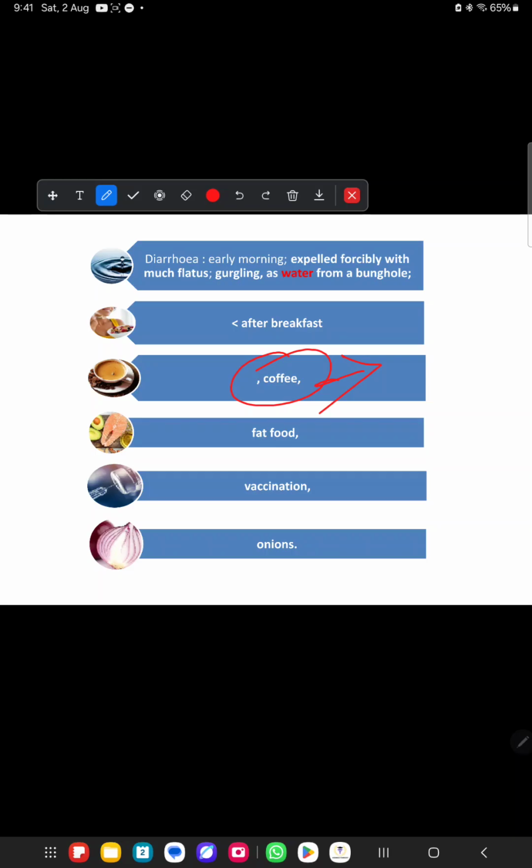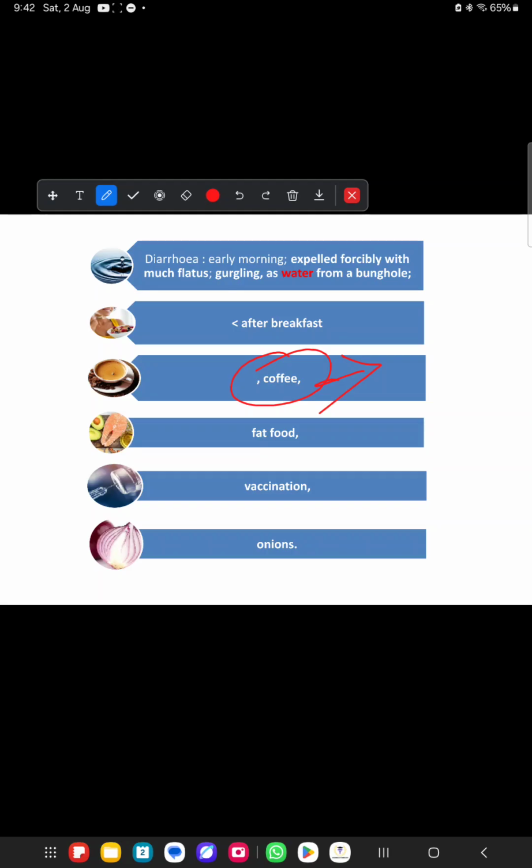But if the patient has an aversion to coffee, which medicine? Sulfuric acid. Yes, very good. Sulfuric acid is there. You will find a patient who has a problem from the smell of coffee. One of my juniors is always averse. She says she won't have coffee, she doesn't like it. The medicine is sulfuric acid.